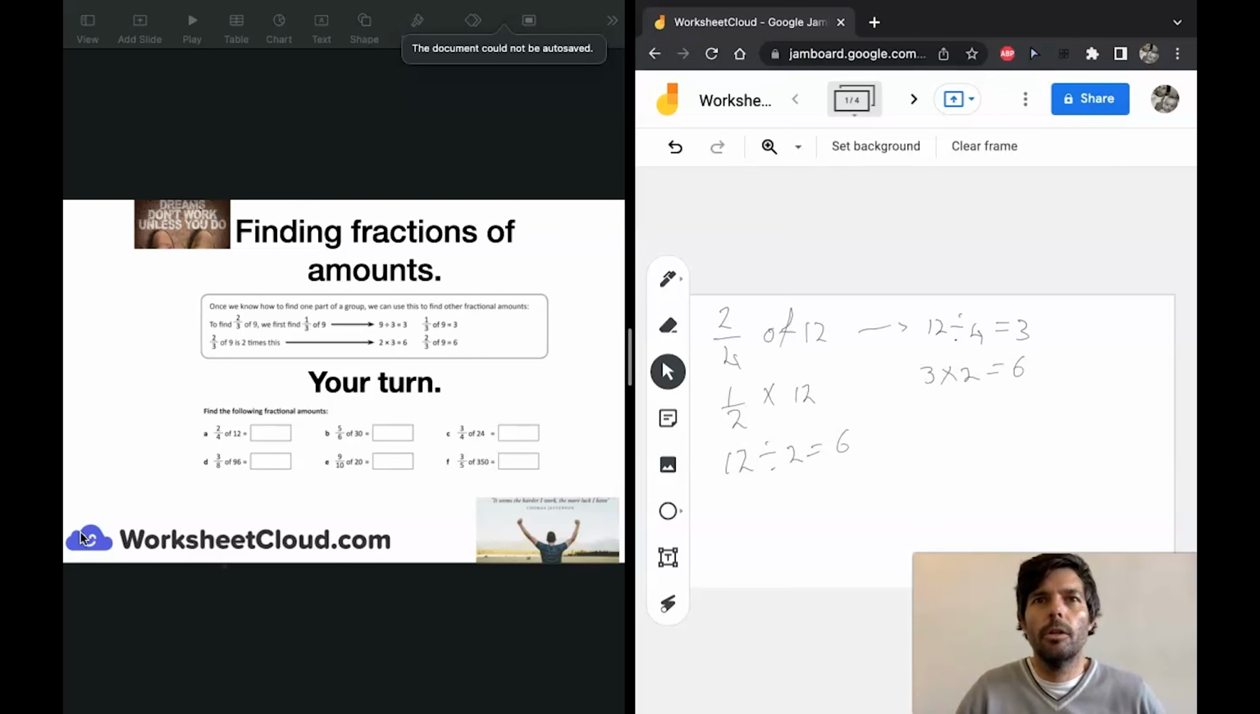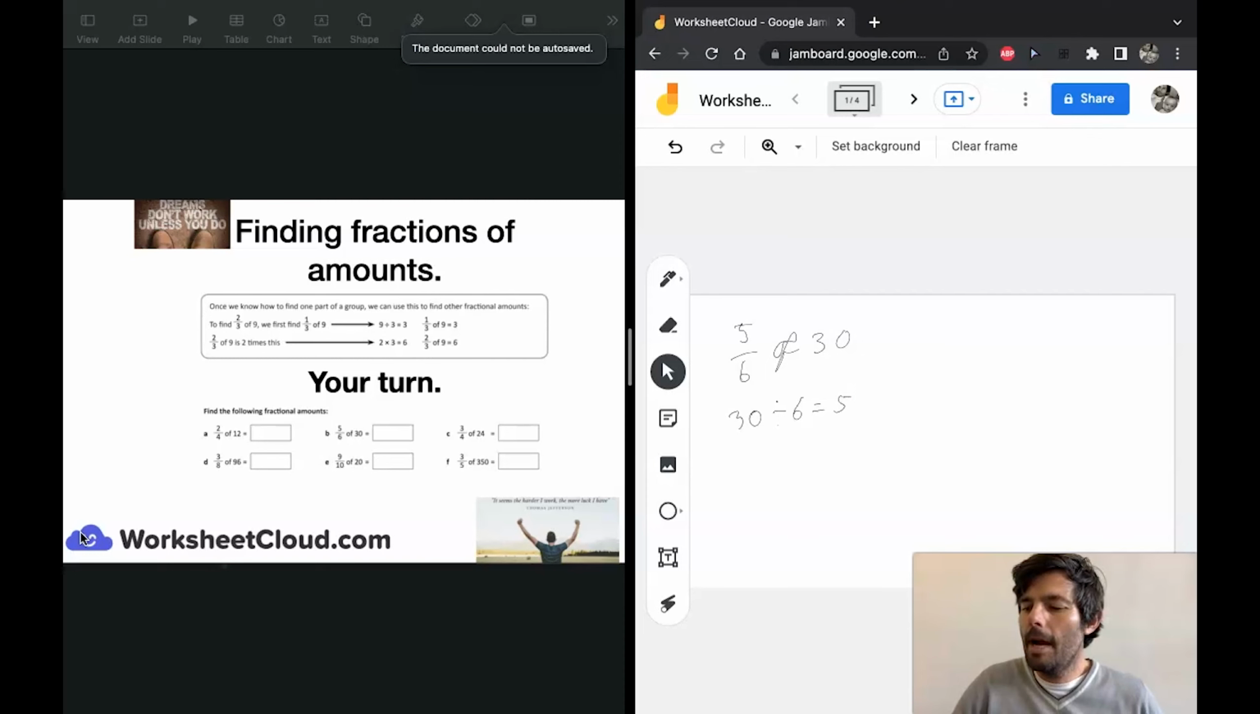So just give the question a little bit of thought, and sometimes you might surprise yourself. B, 5 over 6 of 30. So here we can't simplify 5 over 6, so we need to find 1/6, which is 30 divided by 6, which is 5. And then 5 sixes will be 5 times 5, which is 25. So that answer is 25.